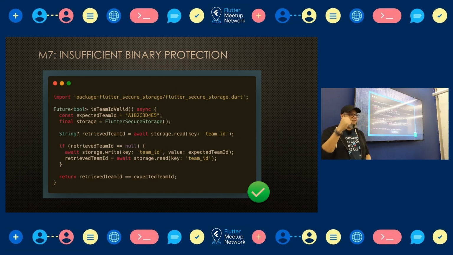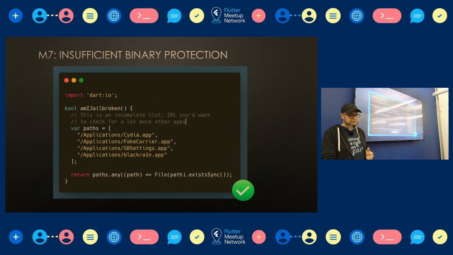A good idea to prevent this is to write a routine like this one, which uses the secure storage to look for the record of that application, retrieve the team ID, and compare it to the one that you feel is valid. If the app has been resigned, it will most likely not have the same team ID, and then you can just fail the validation. This is one way to prevent it.